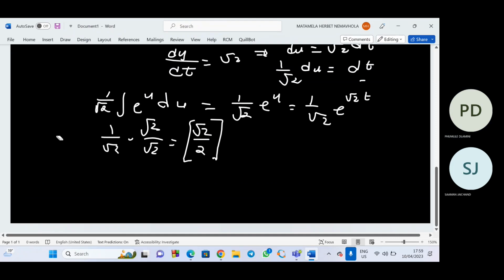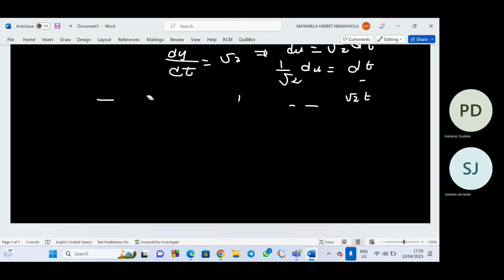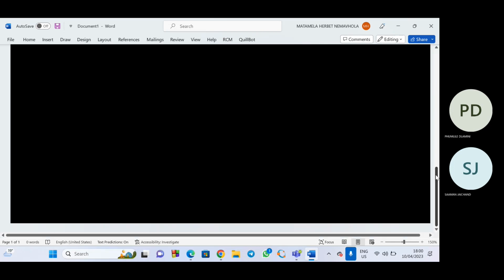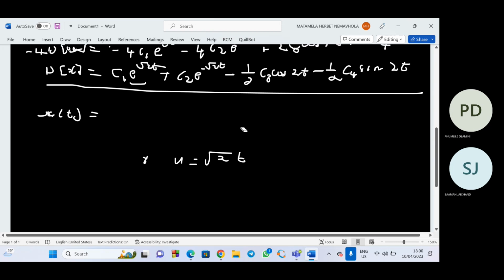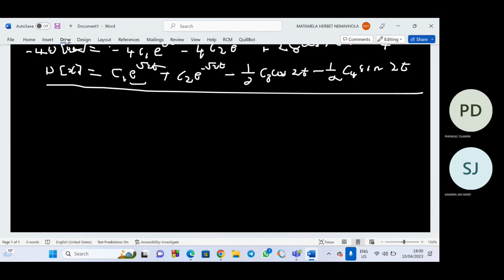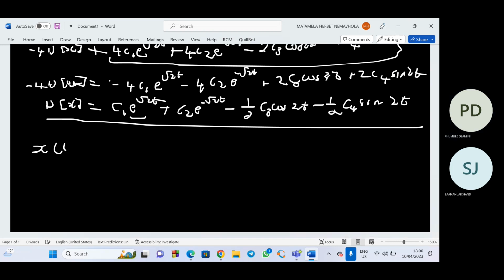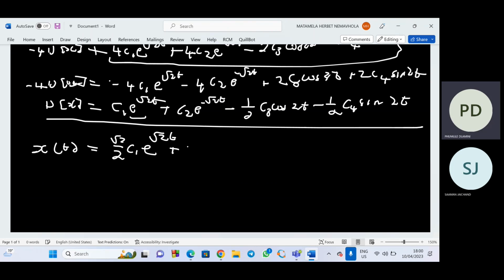So I'm going to erase this side. So now what we can do, when we get x of t, we're going to have square root of 2 over 2 c1 e to the power square root of 2 t plus square root of 2 over 2 c2 e to the power negative square root of 2 t.